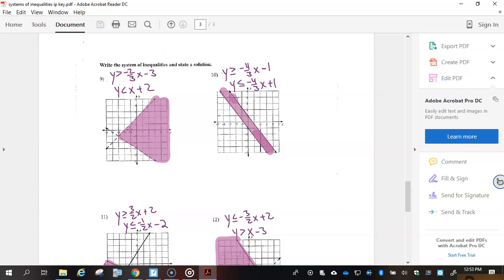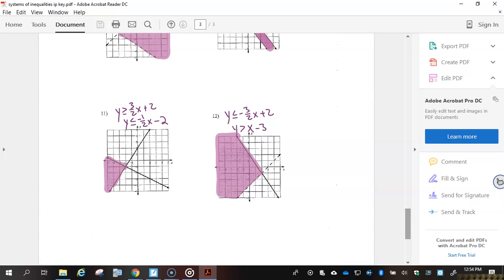For 10, because your lines were parallel, you should have gotten the same slope. So y is greater than or equal to -4/3 x minus 1, and y is less than or equal to -4/3 x plus 1. What would be a solution for that one? Christina. 1, negative 1 would be in there. You don't have as many solutions, so you have to be very careful with those.